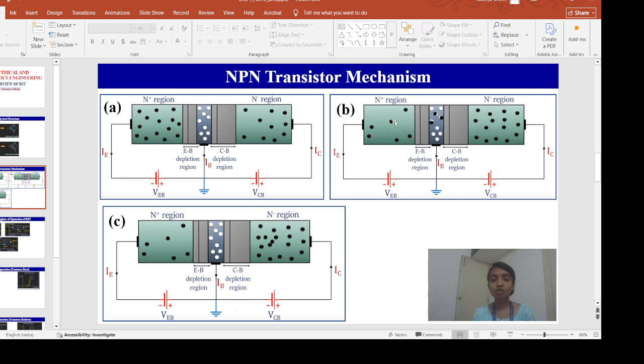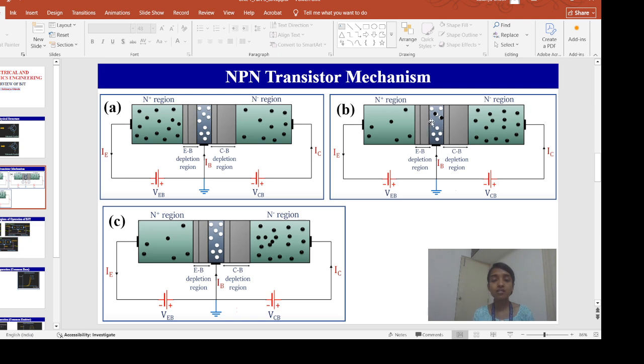When these electrons come to this base region by overcoming the emitter base depletion region, some of these electrons will recombine with the holes and vanish. But this base region is very lightly doped, and it is very thin. The thickness of this base region is in the order of a few micrometers, and it offers very high resistance to the charge carriers.